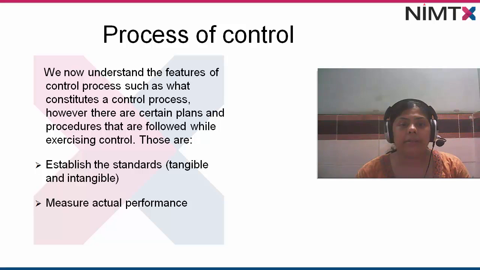Standards are set, then measure actual performance. What does control do? It measures the actual performance in quantitative terms. What actually has been achieved? If you have set a standard of 100, you may not get 100. So what is it that you have actually got? So it measures the actual performance.